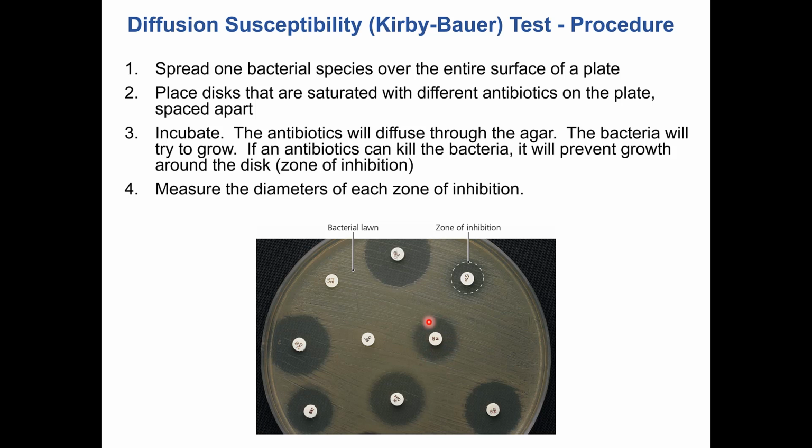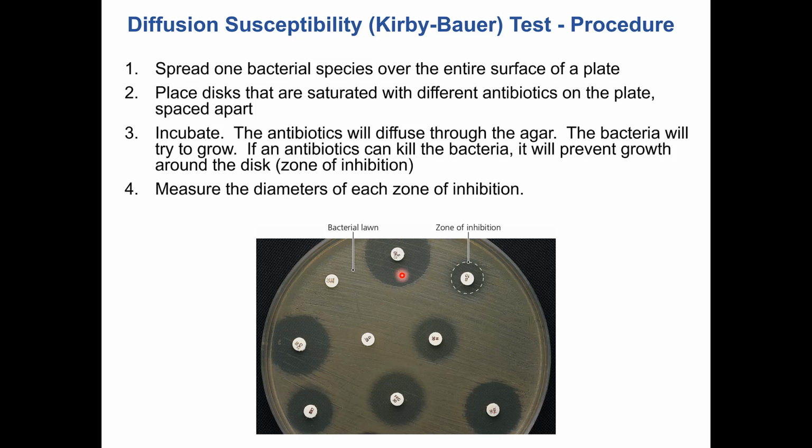And it's this clearing here that you see in this picture. That is what we call a zone of inhibition. And you see these clear rings around some of these antibiotic discs. When you see clear, that means there's no growth there. And that's because the antibiotics diffused through the plate and prevented bacterial growth.